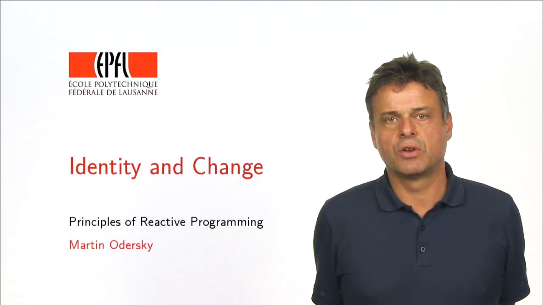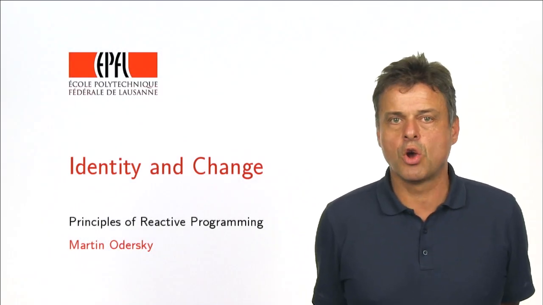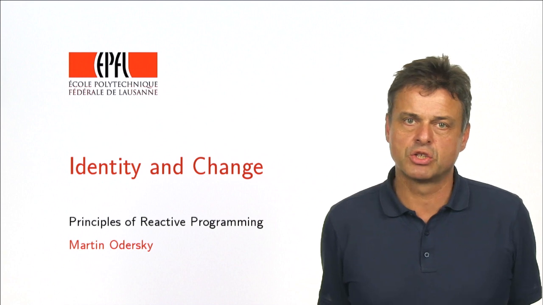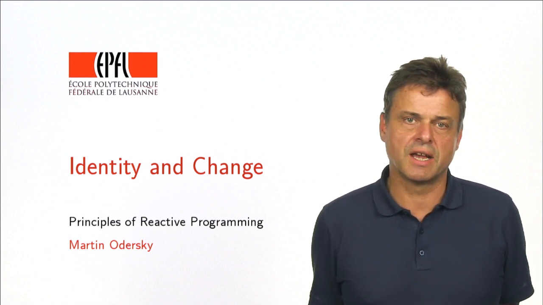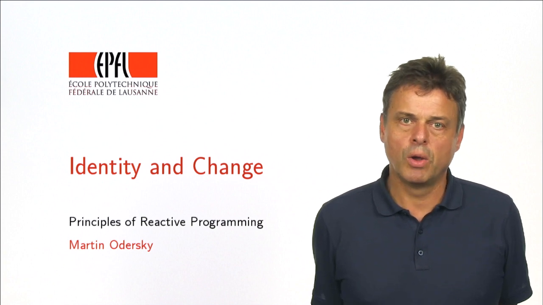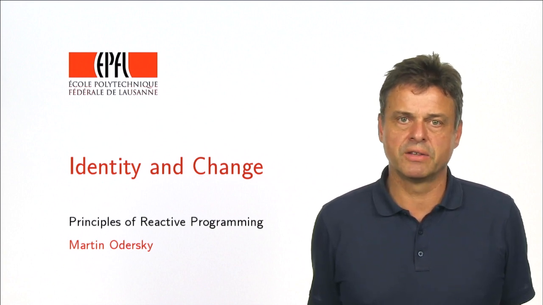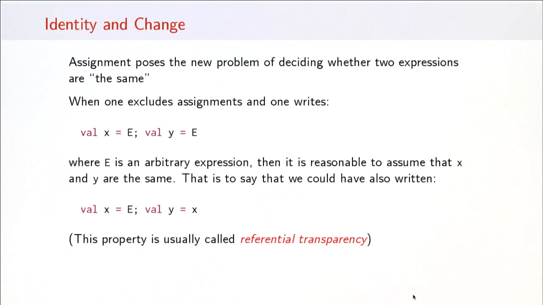It turns out that the introduction of mutable state and changing objects has repercussions on object identity. That means the question: when are two objects the same, or when are they different? We're going to look at this question in detail in this unit. Previously, the question whether two objects were the same often had a rather easy answer.